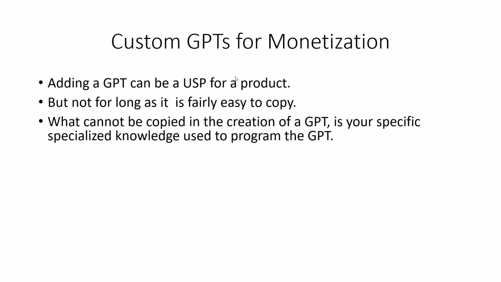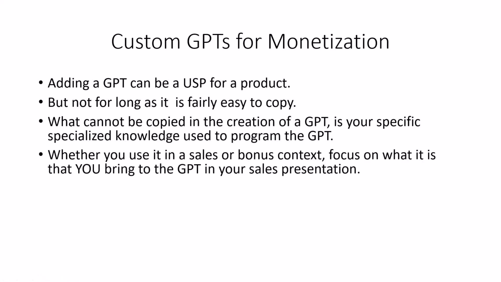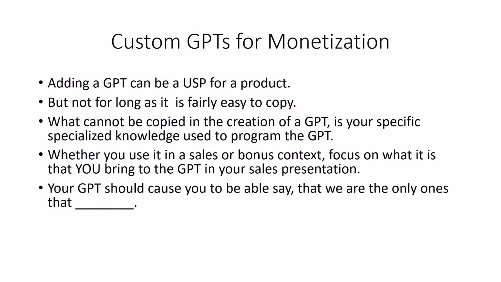All right, so when you are creating a GPT, what you want to try to do is to input knowledge that people cannot get from elsewhere, areas from your expertise, areas from your experience, and program those into the GPT. Even if you use it in the sales or bonus context, you want to focus on what it is you bring to the GPT. And this is the essence of a USP. You want to be able to say, we're the only ones that do blank, right? That's what your brand should say anyway. You should have a USP for your brand: we're the only ones that do this, we're the only ones that do it this way, we're the only ones that deliver this. That should be something you say about your brand, regardless of what you sell.